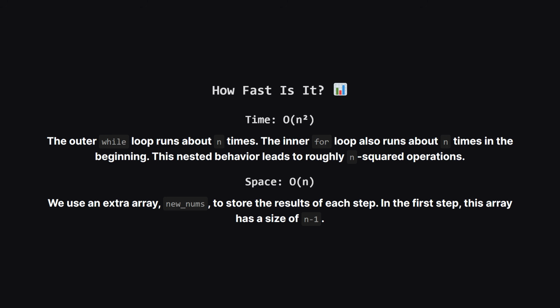So, let's talk about performance. The time complexity is big O of n squared. Why? Well, the outer while loop runs about n times, where n is the initial number of elements. And the inner for loop also starts off by running about n times. A loop inside a loop generally gives you that squared complexity. For space, it's big O of n because we create that temporary new nums array, which at its largest is nearly the size of the original input array.